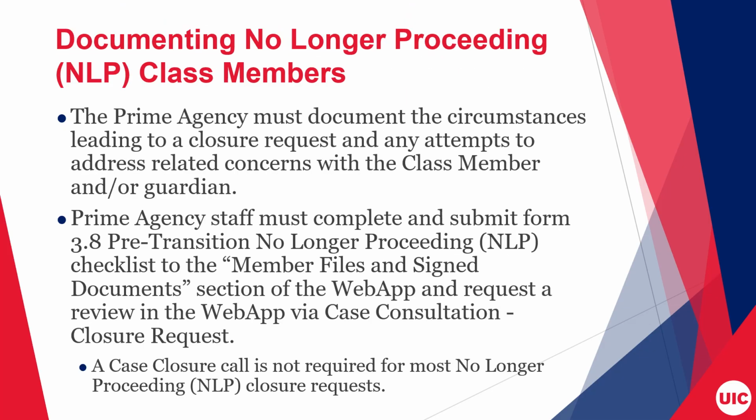If a class member is not continuing towards transition at any point pre-transition, the prime agency must identify and document details related to the identified change. The prime agency must complete and upload Form 3.8, Pre-Transition No Longer Proceeding Checklist, to the Member Files and Signed Documents section of the web app.